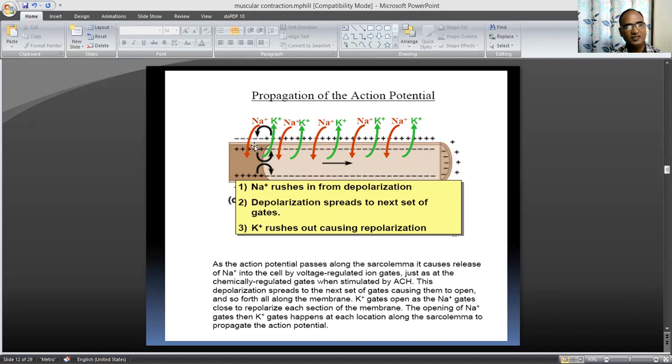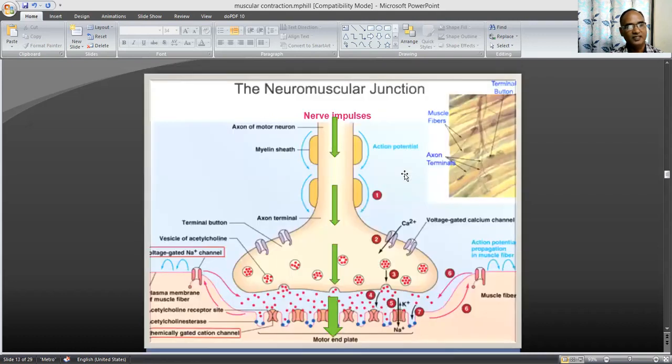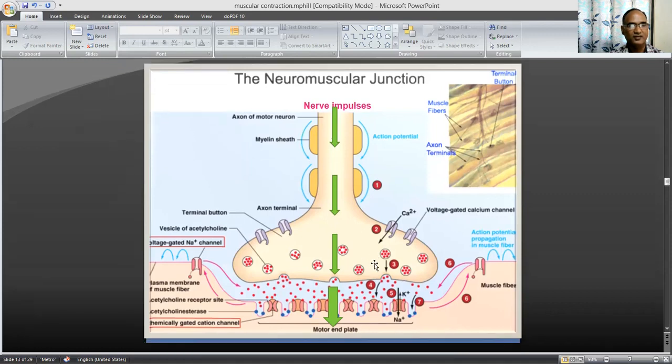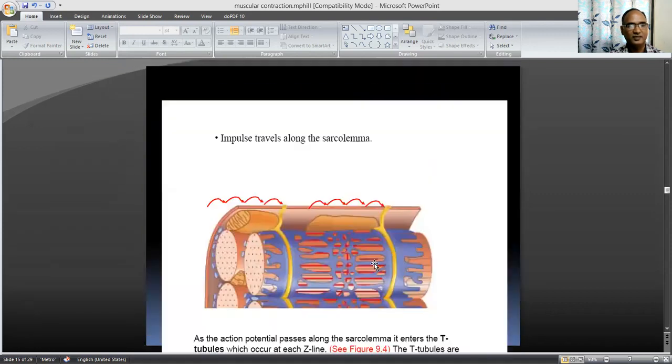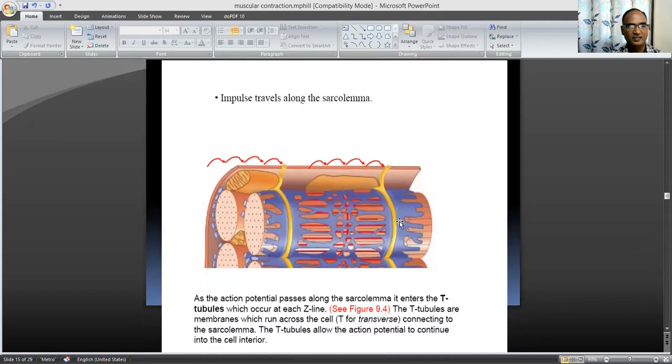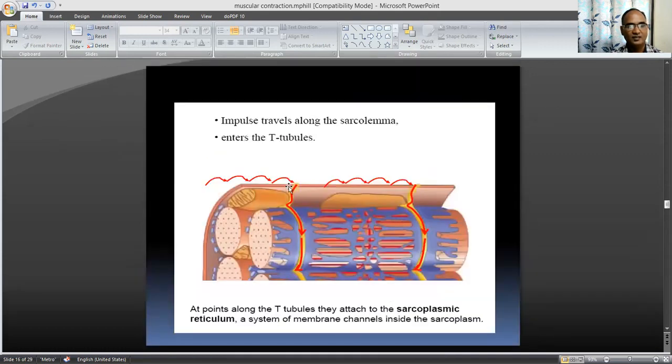The neural impulses travel along the nerve and muscle fiber, and finally reach the neuromuscular junction. Via the neuromuscular junction, the information passes from the neural end to the muscular end. After receiving the information, it travels along the sarcolemma. The sarcolemma is connected with the T tubules. The yellow color shows the T tubules.